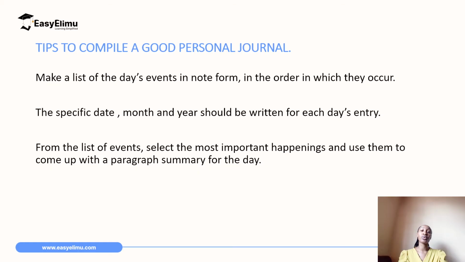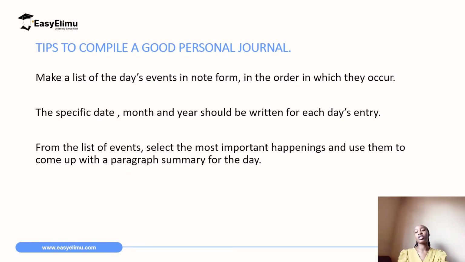How many schools scooped awards? Did your school scoop any award? So just have that list in order in which all these things occurred. And then after that, note that the specific date, month, and year should be written for each day's entry. So the example that I have used is for a 1-day journal entry.